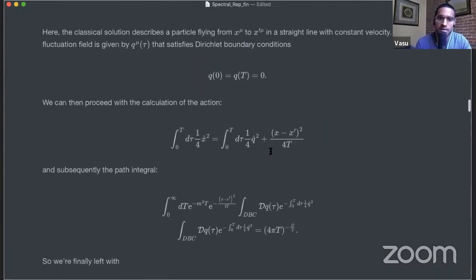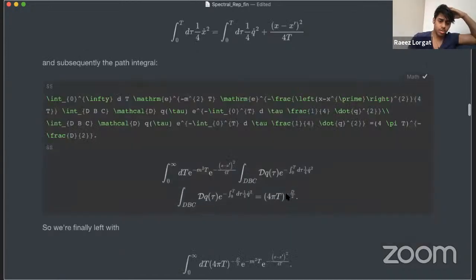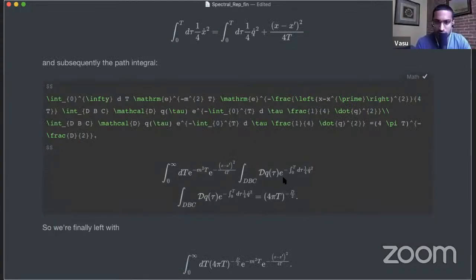Now, computing this path integral involves computing in the exponent what the action is going to be, and the action is just going to be this q dot squared piece. Knowing that there was a classical trajectory allows you to isolate this term. The effect of path integrating over the fluctuations is giving you the following piece in the measure. So it's giving you this 4 pi t to the minus d over 2.